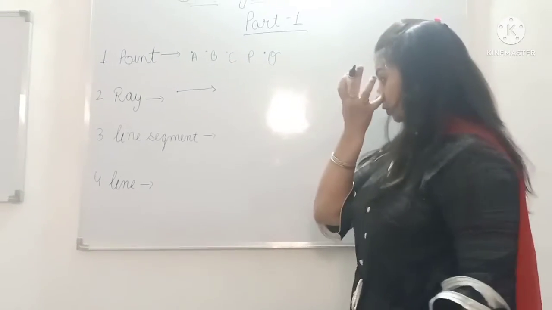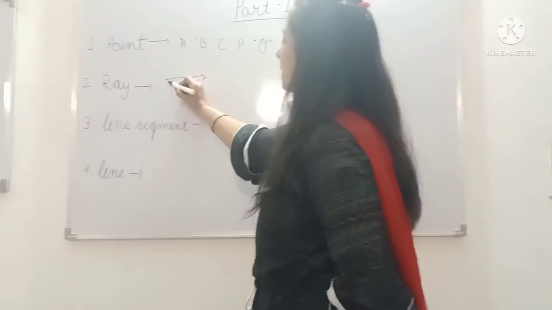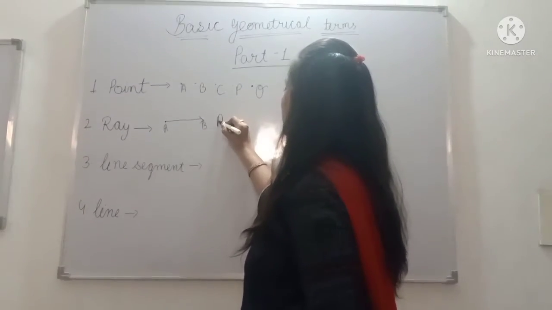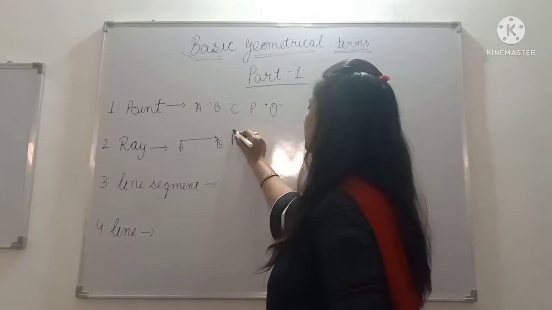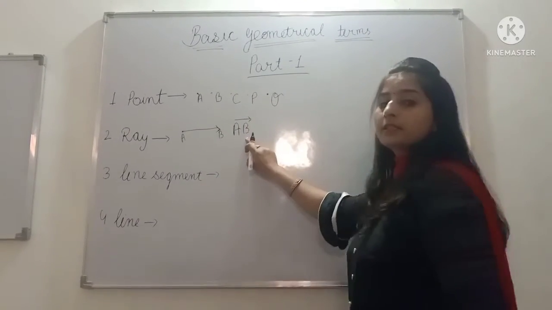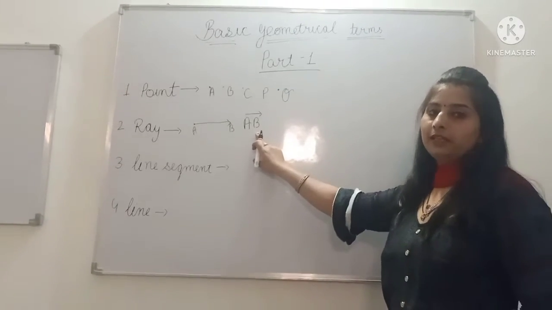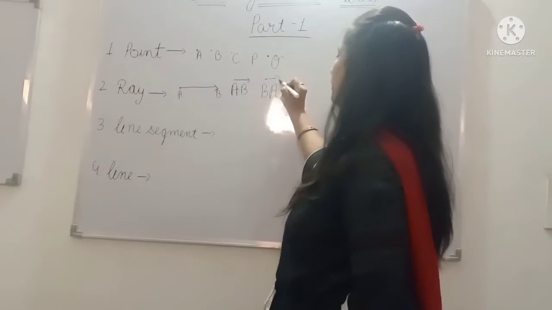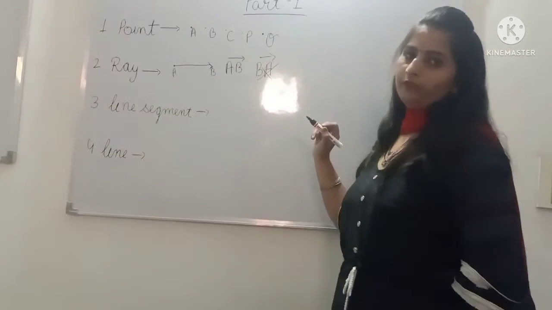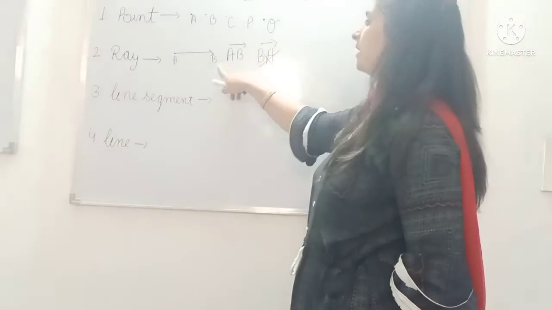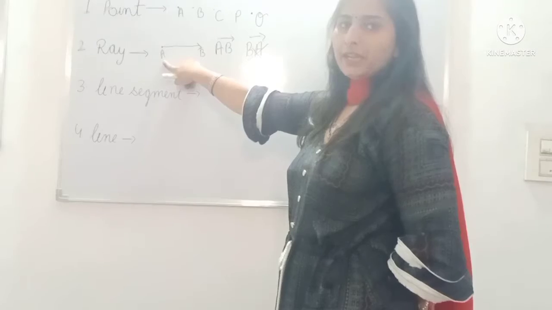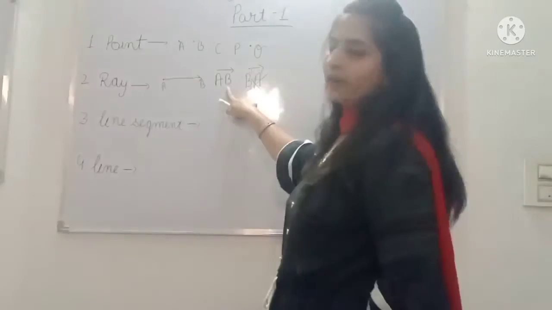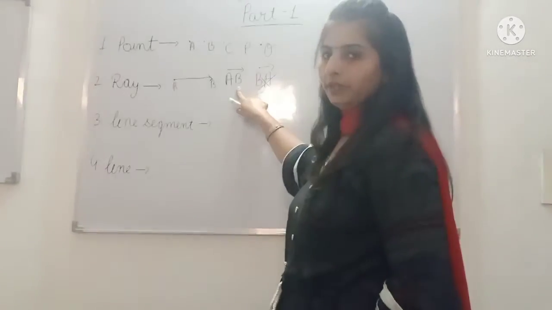And how do we denote a ray? For example, this is A and this is B. So we shall write ray AB like this. This is the right way to write ray AB. If we write BA like this, it is the wrong way. Ray AB means its endpoint is A and it extends indefinitely on the other side.